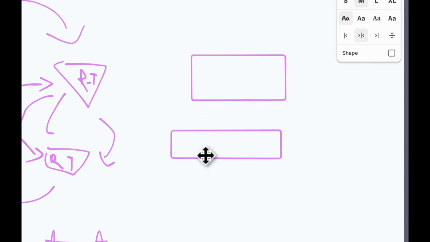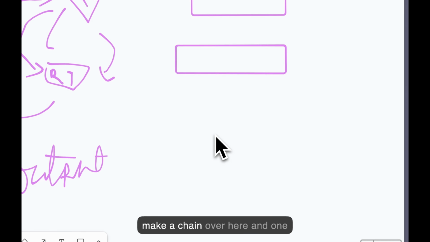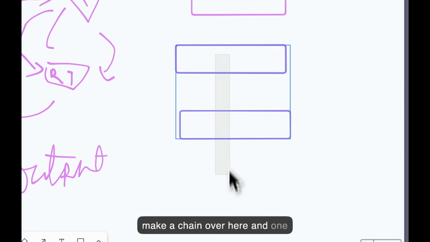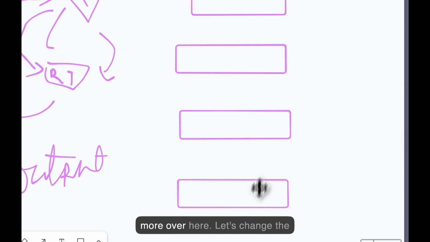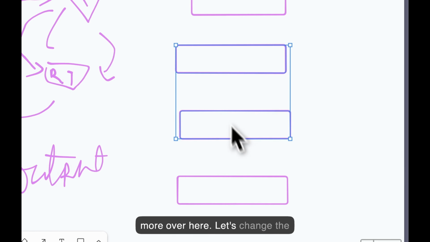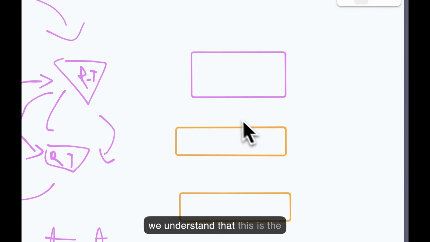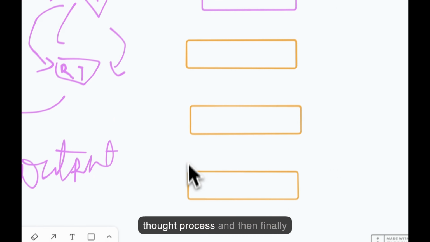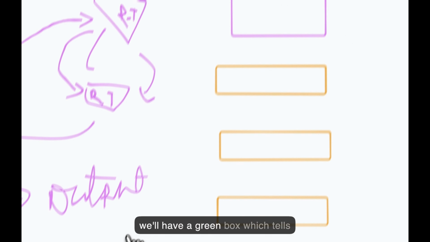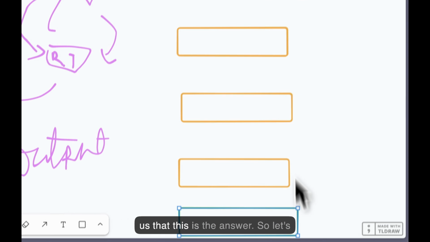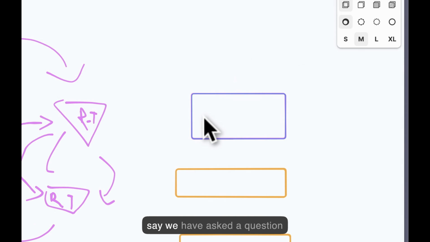Let's make a chain over here and one more over here. Let's change the color of these to yellow so that we understand that this is the thought process. And then finally, we'll have a green box which tells us that this is the answer. So let's say we have asked a question over here.